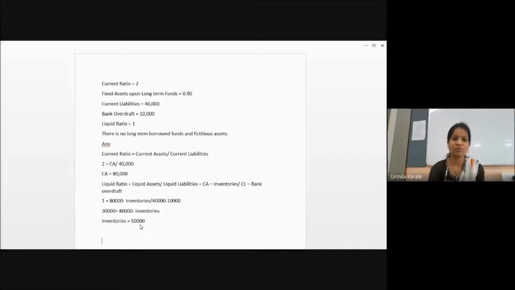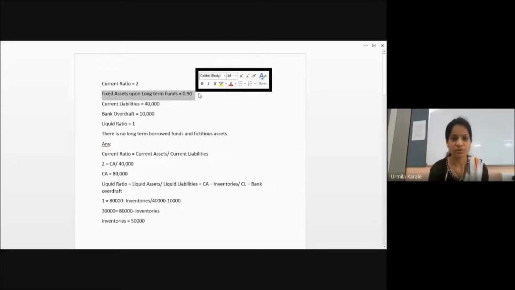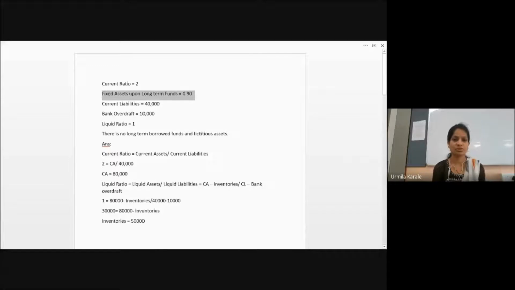Now next, tell me what else you can find out. From this formula, what you can find out and how you can find out. Remember, long-term funds may say fixed assets, how much they are, that is said. So fixed assets, if they are 0.90, it means they are 90%. If you take this 0.90 in decimal, and want to take it in percentage, it will come to 90% if you multiply by 100. Out of 1 it is 0.90. So if you take long-term funds as 1, out of it 0.90 is fixed assets.